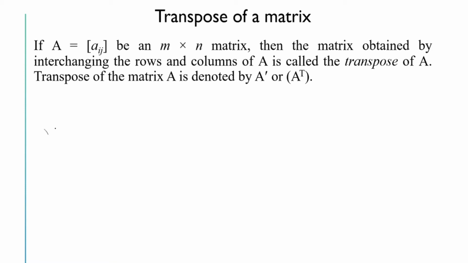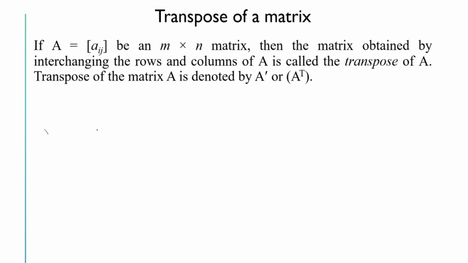If A equal to the matrix Aij be an m by n matrix, then the matrix obtained by interchanging the rows and columns of A is called the transpose of A. So when we interchange the rows and columns of a matrix, we call that matrix the transpose of the given matrix. Transpose of matrix A is denoted by A dash or A transpose.